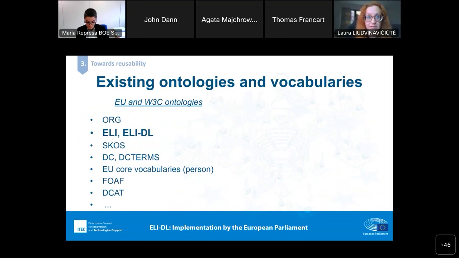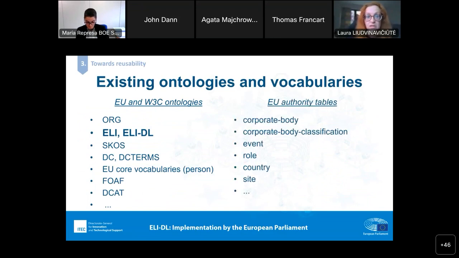Here you can see a non-exhaustive list of well-known EU and W3C ontologies that have been selected and are currently used by the European Parliament. Obviously, ELI and ELI-DL are the key ontologies. Also, in this context, we have been collaborating with the Publications Office to enrich some of the EU authority tables. That is also crucial to guarantee semantic interoperability. Therefore, it should not be neglected.